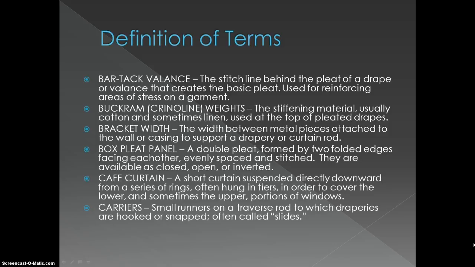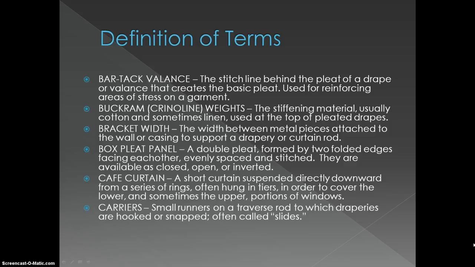Buckram crinoline weights. This is a stiffening material, and it's used at the top of pleated drapes to give it some shape. The bracket width, that's the width between the metal pieces attached to the wall or casing that support a drapery or curtain rod.